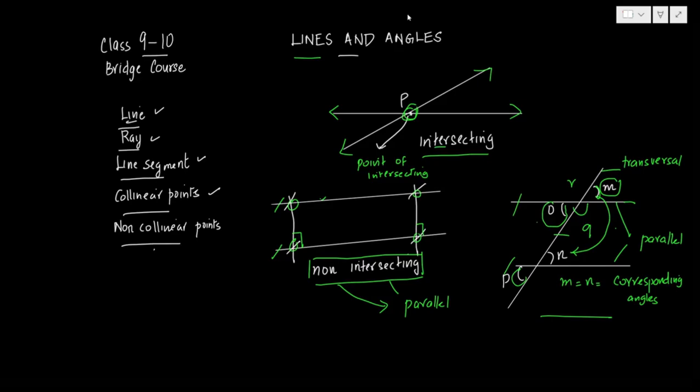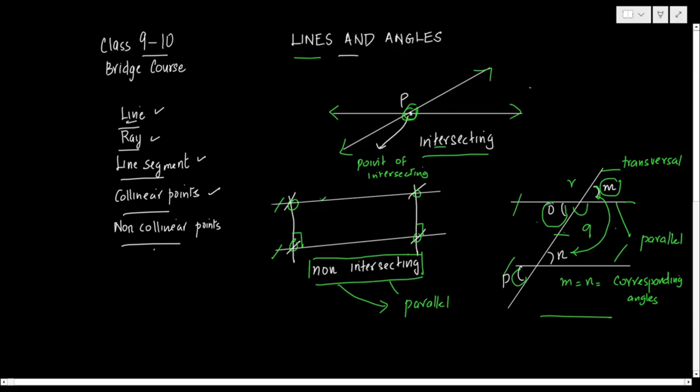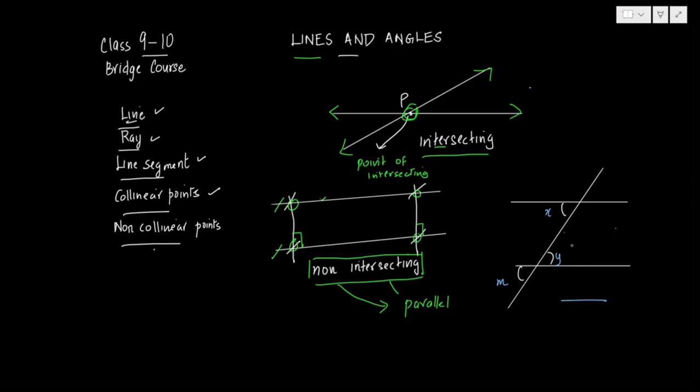Now, let me change the color quickly. Okay, now let us look at this picture. We talked about corresponding angles. For example, this angle and this angle are corresponding. We'll talk about a couple of other concepts. Angle X and angle Y are what are called alternate interior angles, and they are equal to each other. So X and Y are alternate interior. Like that, this angle and this angle are alternate interior angles.